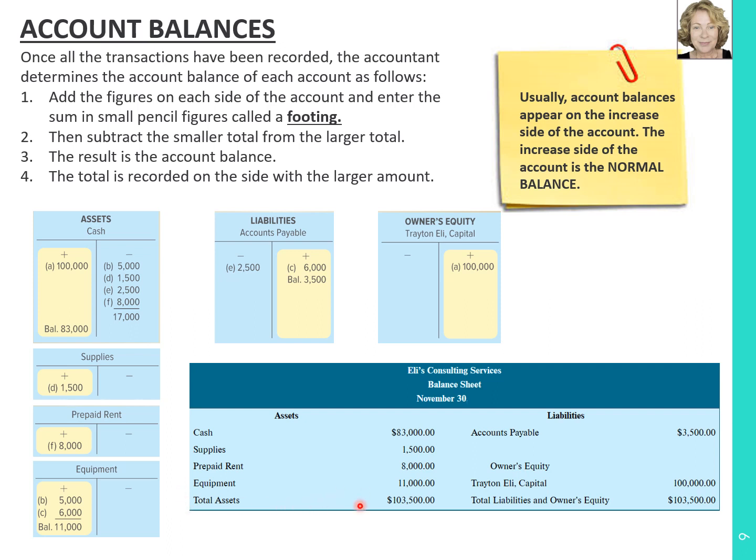$103,500. On the liability side, we have the accounts payable of $3,500 and owner's equity of $100,000. Also, the liabilities and owner's equity total $103,500, which confirms that our equation still holds true. Assets equals liabilities plus owner's equity.